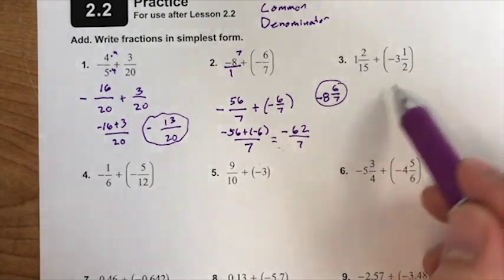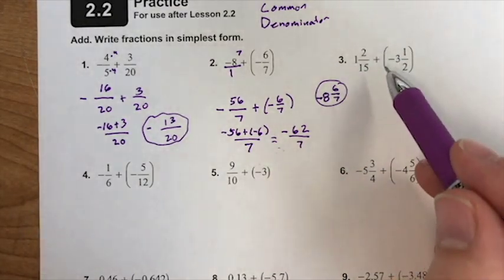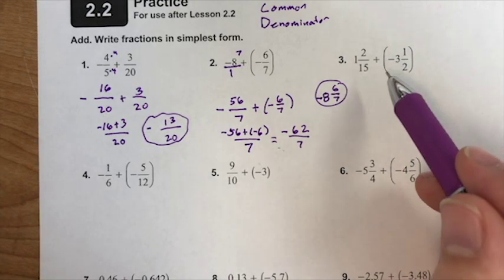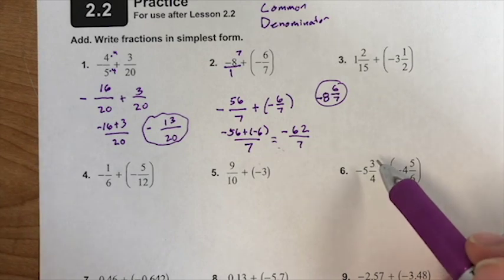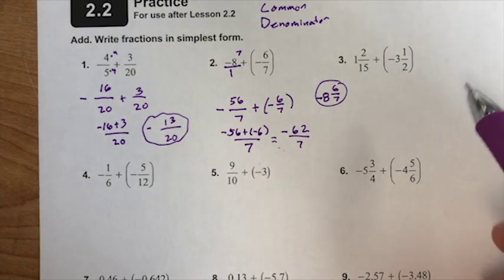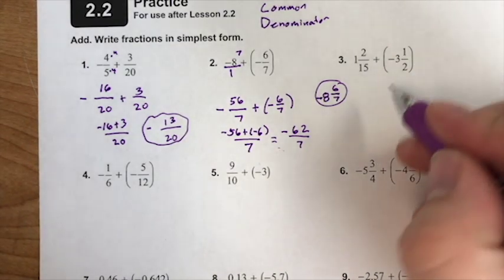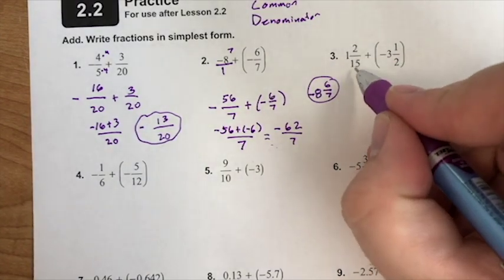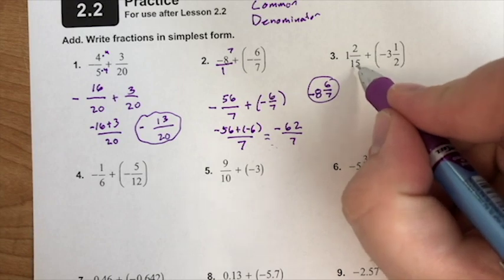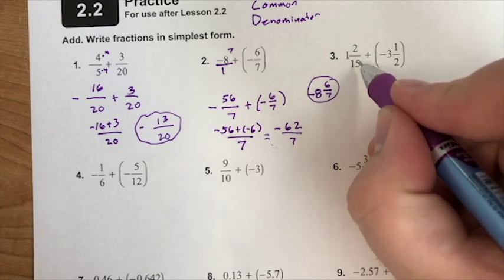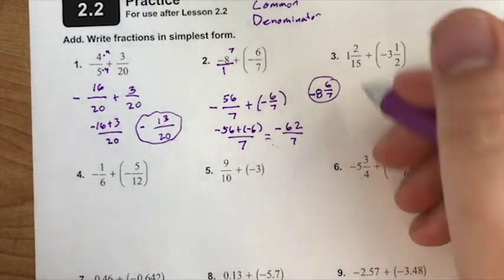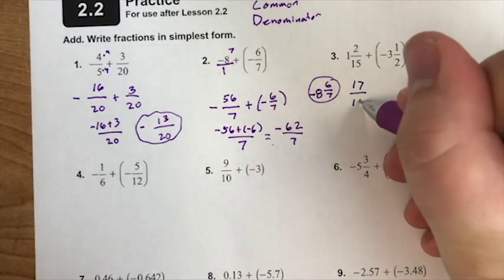All right, the best thing when you are adding fractions, and you've heard this before, is to change everything from a mixed number into an improper fraction. It will save you a little bit of hassle. So we're going to do that now. I need to change this into an improper fraction. Well, to do that, I take the denominator and multiply it by this integer. 15 times 1 gives me 15, plus 2 gives me 17 over 15.